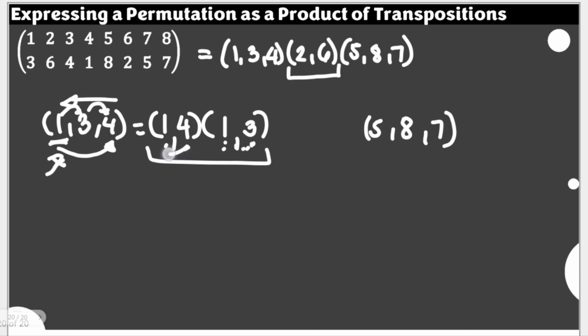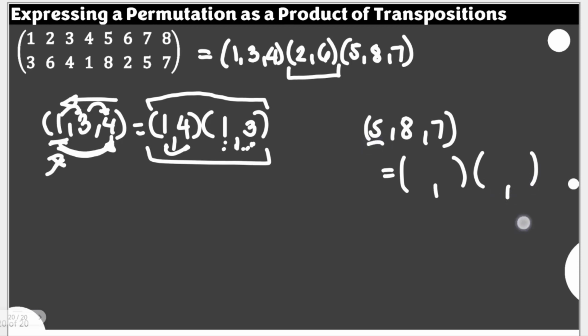4 is mapped to 1, same as this. So these 2 transpositions in this exact order result in 1, 3, and 4, the cycle (1 3 4), when multiplied. Let's duplicate the same process for 5, 8, and 7 because we also have 3 elements here. So we are expecting to have 2 transpositions.